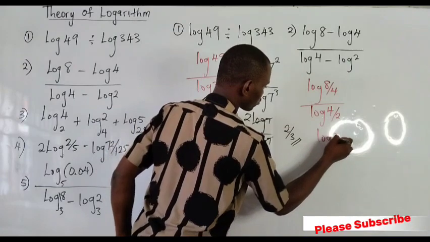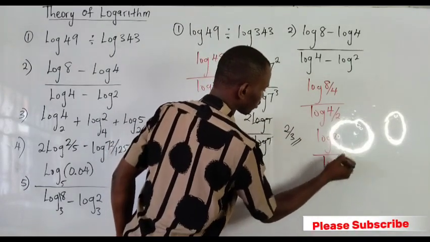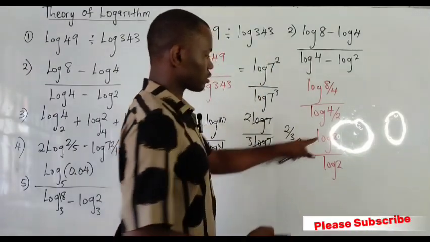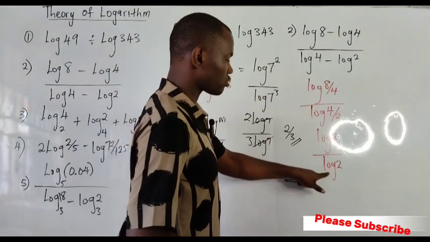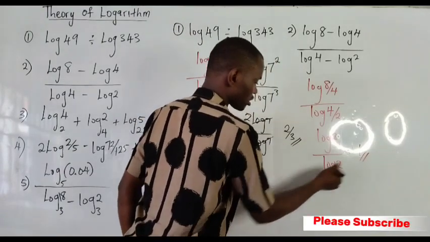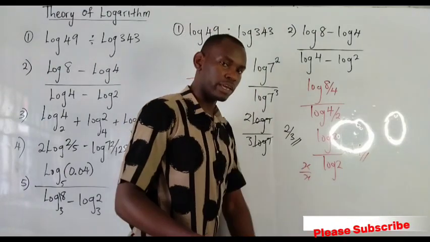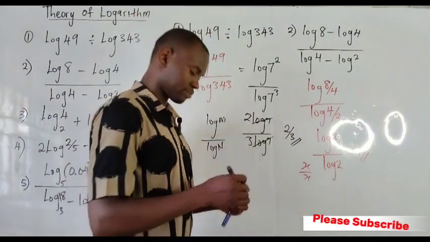So we have logarithm of 2 over 4 divided by 2 is 2. So I'll have logarithm of 2. Logarithm of 2 divided by logarithm of 2 is giving us 1. So the solution is 1. This is just like when you have x over x. X divided by x is giving you 1. Okay? Let's solve the third one.